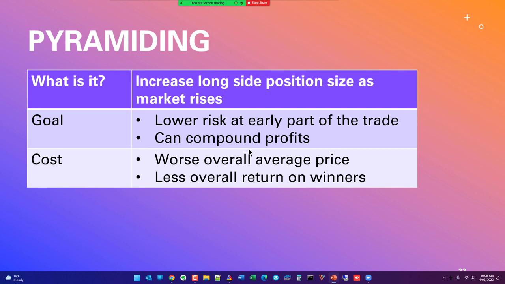Pyramiding, where we're increasing our long position as it goes in our favor. So as the price rises, we're adding to our position. So this is the turtles. We're big fans of this strategy. So the goal obviously is to lower your risk.